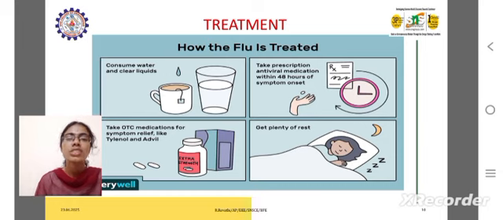How is the flu treated? You may practice self sanitization. You have to take the medicines regularly, prescribed antiviral medication within 48 hours, and consume clean water. Drinking water is a main source of flu. Contaminated bacterial and viral water can cause influenza more frequently. Taking plenty of rest, keeping your body in a rest state, will help to treat the influenza.